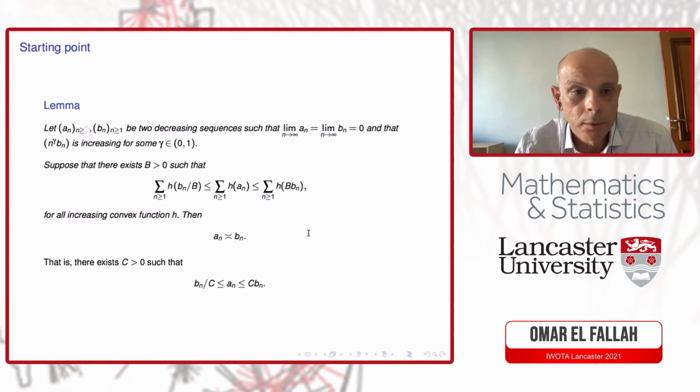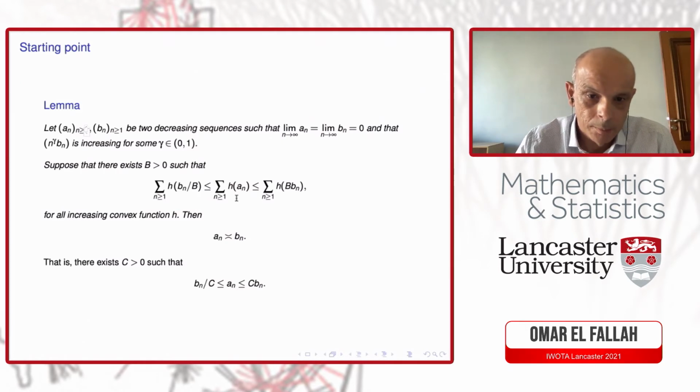What is important is that in the proof we need only that one of the sequences is somewhat regular. Regular means that n^gamma b_n is increasing for some gamma. It is really not difficult to prove. It suffices to consider some particular convex functions like (t minus delta) maximum with zero, for any positive constant delta. We will use this result as follows.